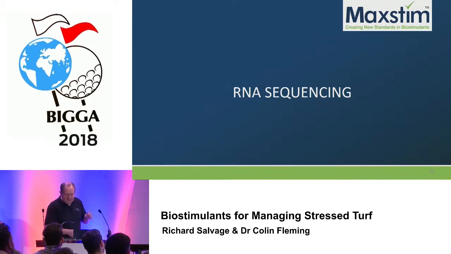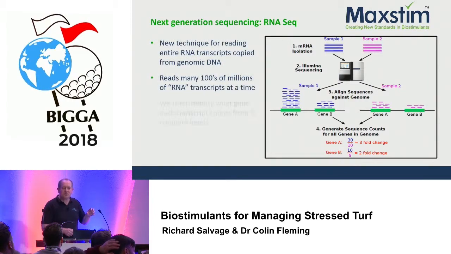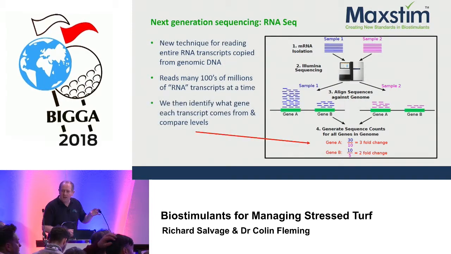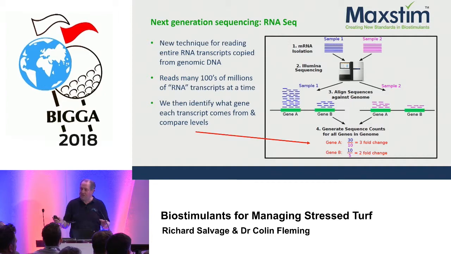Now, understanding the genetics of this is our next step. And we're using a technique called RNA sequencing. And RNA sequencing allows us to look inside the plant cell and determine exactly what genes are being changed by the biostimulant. And we use some very complex chemistry and machines. But basically what we can do, we can identify what genes are being turned on, what genes are being shut off, and what genes aren't changing.